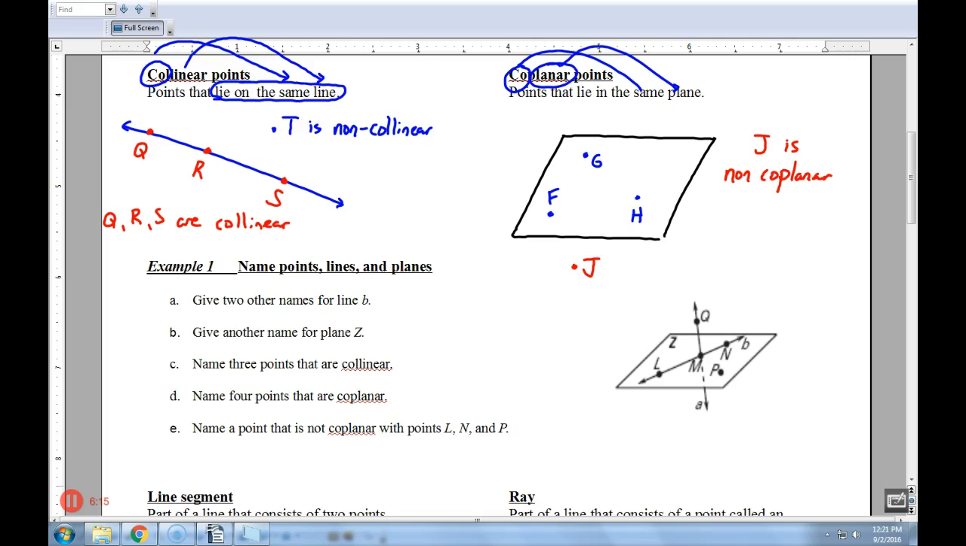Alright, so let's jump into an example and see if we can put some of these ideas into practice here. So example 1, part A, give two other names for line B. Well, first of all, I come over here to my diagram and I'm looking around. There's B. So B is representing this red line right here. And so I need to look and see what points are on the line. And when I look at it, my points L, M, and N are all living on that line.